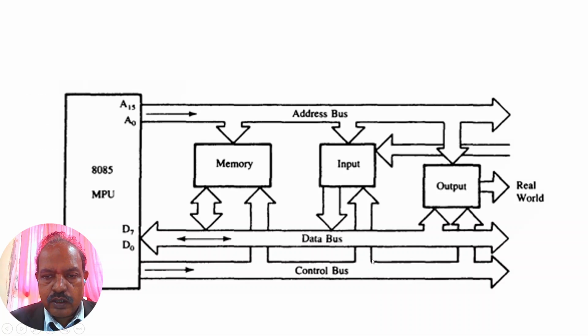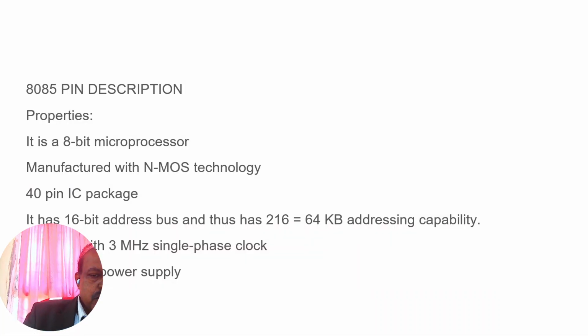Right. So in this way, if you go for the 8085 pin description, it is an 8-bit microprocessor manufactured with NMOS technology, and it is a 40-pin DIP, dual in-line package. This is just like an integrated circuit, and it has a 16-bit address bus and thus 2 to the power 16, that is 64 kilobyte addressing capability. It operates with a 3 megahertz single-phase clock. You know that a quartz crystal will be given. It will basically be 6 megahertz, and when a signal or voltage is applied to it, it will generate 3 megahertz. That you know.